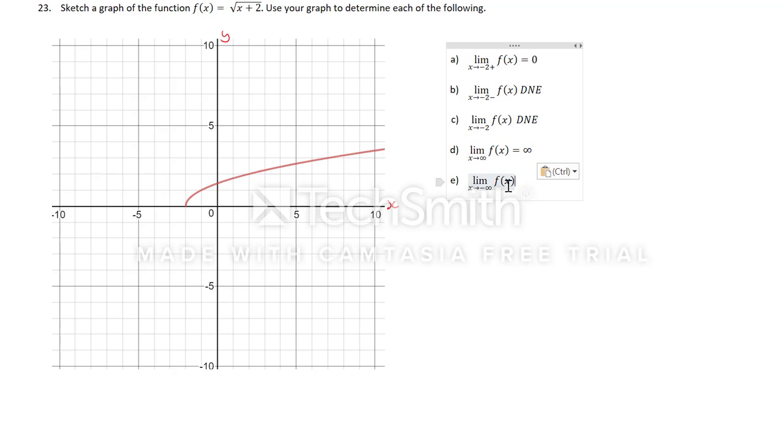Now E, the limit of f(x) as x approaches -infinity. As you can see, the function actually stops at -2. This means that the function does not exist after -2, hence the limit as x approaches -infinity also does not exist. This is just due to the fact that the function stops at x = -2 and does not exist past that point, meaning that it can't approach -infinity, right? So there's no limit, hence the reason it does not exist.